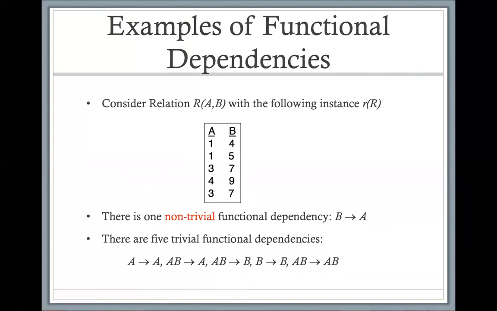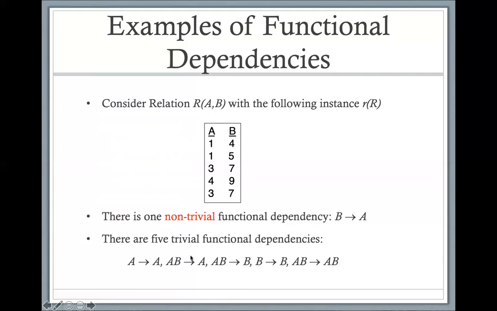All right, so again, there's only one non-trivial functional dependency, that's B determines A. However, there are 5 trivial functional dependencies. A determines A, right? So an attribute determines itself, the value of A determines the value of A. B determines B, AB determines A, AB determines B, and AB determines AB.